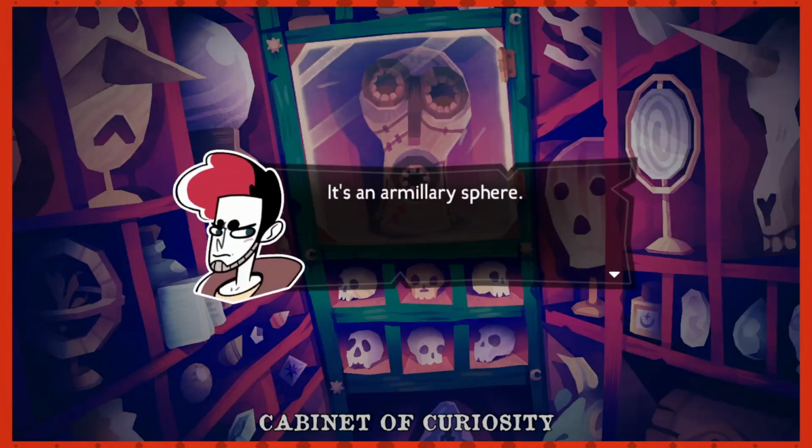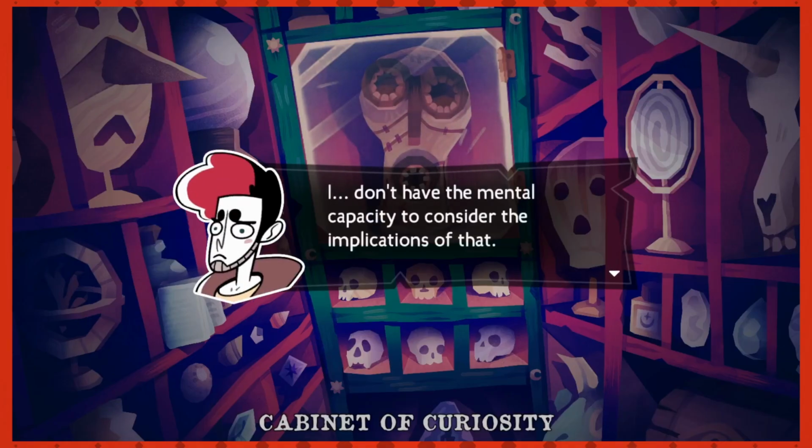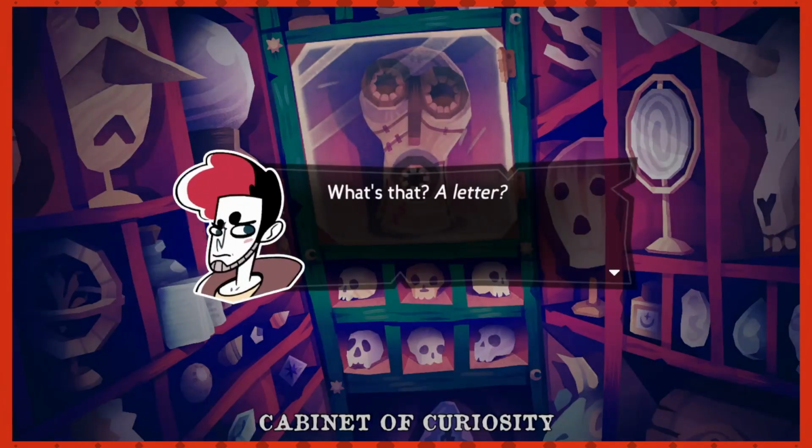It's an armillary sphere. Usually the rings are set around the Earth or the Sun, but this one has a little clawed foot in the center. I don't have the mental capacity to consider the implications of that. What's that? Two letters. Interesting.